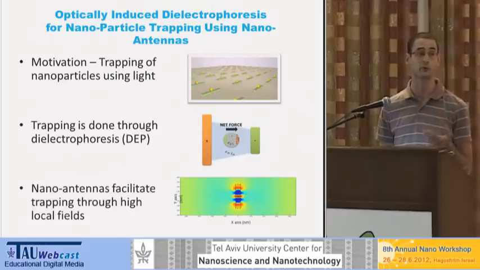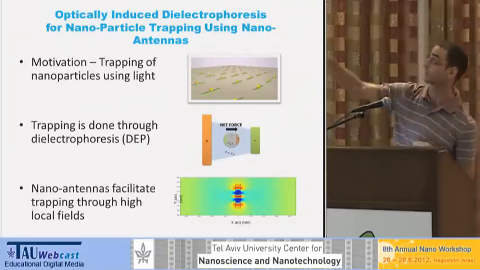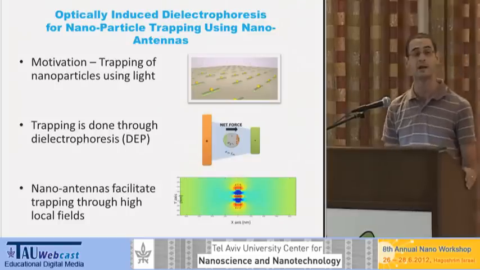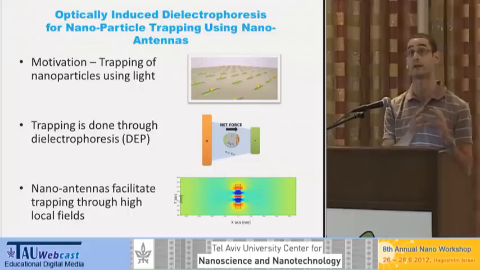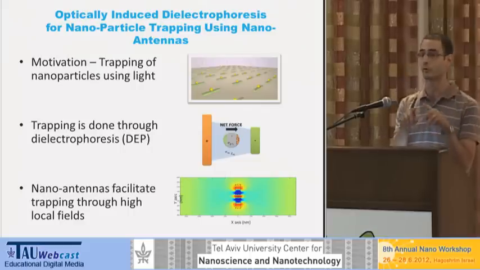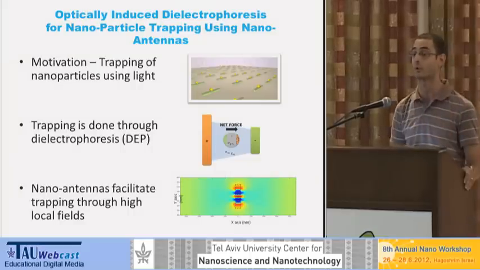In order to create this dielectrophoretic force, we need to take nano antennas, such as the ones which you can kind of see at the top, and shine them with laser light, and create a very high gradient electric field, which causes a small dielectric trap, which we want to use in order to trap the particles.